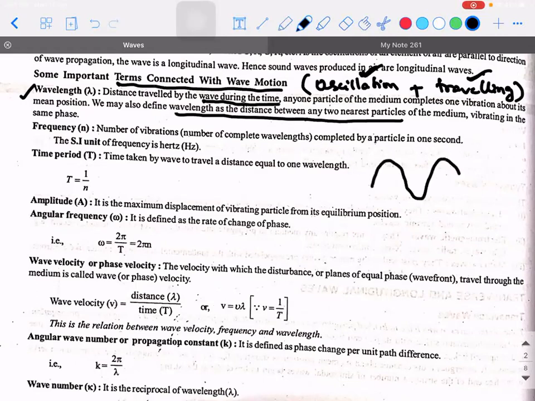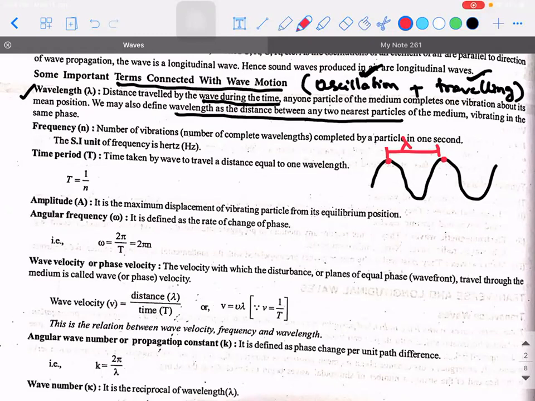For example, if I take a wave to be like this, how should I define wavelength? If I take this as the first particle, then I should start looking for the subsequent particle on the right which is in the same phase. If I measure the distance between them, then this distance is called the wavelength. Some books give it like this also: the distance between two successive crests or two successive troughs is also the wavelength. I define it like this: the distance traveled by a wave in one complete oscillation is also the wavelength.